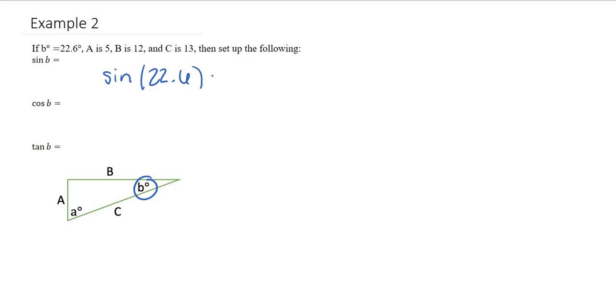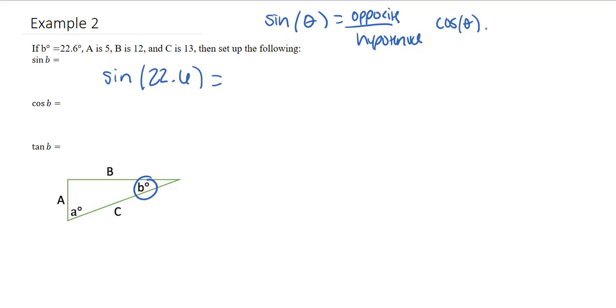Sine of 22.6. Now, remember, sine of angle theta is opposite over hypotenuse. And then cosine of theta is adjacent over hypotenuse, and then tangent is opposite over adjacent. So we just abbreviated there.